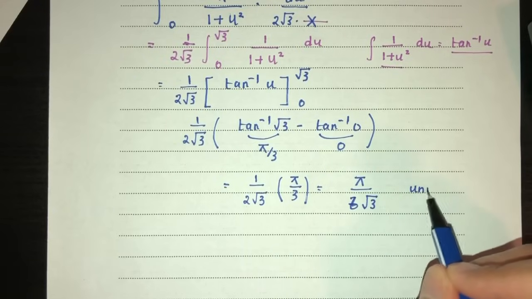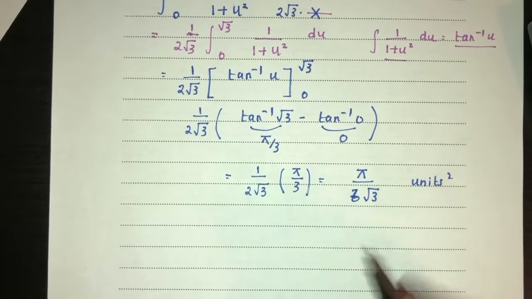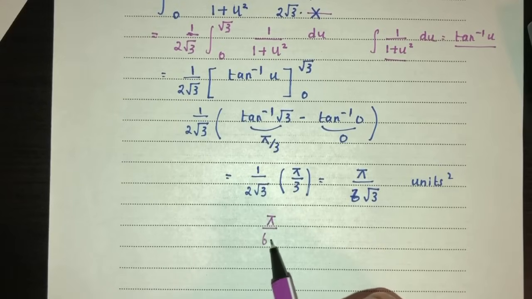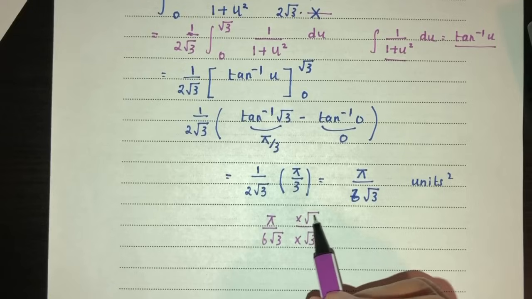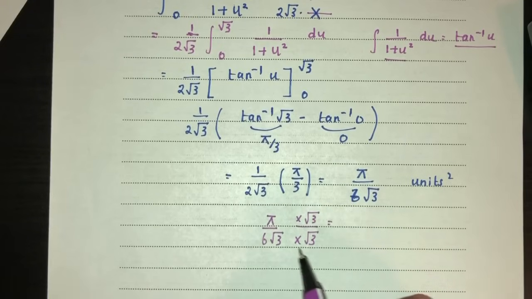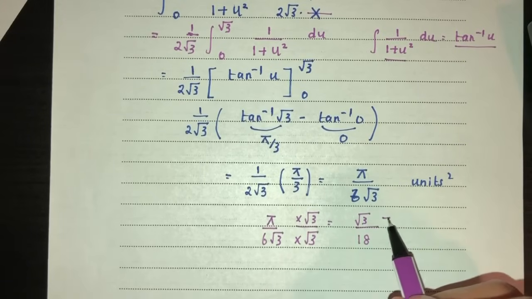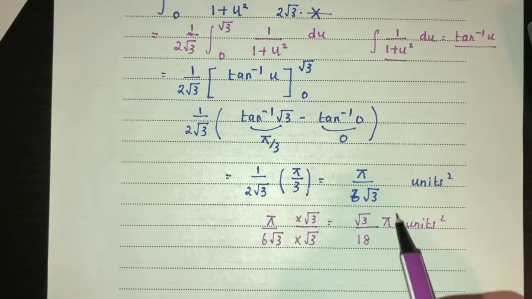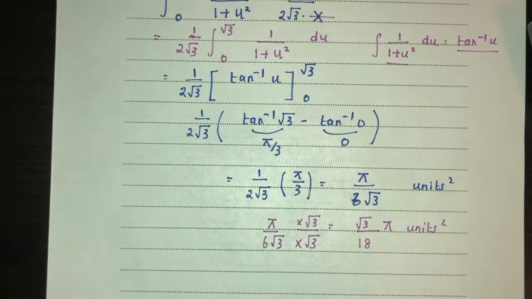So this could be your answer if you want to. This will be your answer. But if you want to simplify ahead, you can do that. You can just multiply by root 3, on the base and on the top as well. You will have root 3 times root 3 is 3. You will have 18. So root 3 over 18 pi units squared. So this will be your answer. This can also be your answer for this question. This is question number 6.